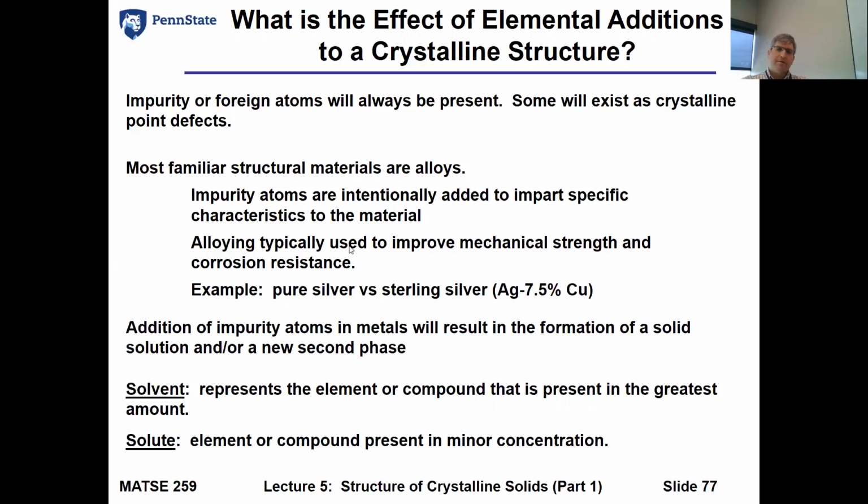Now, two terms to think about before we move on too much further. The solvent, it's the element that is in the greatest amount. So solvent, largest amount. Solute is the one in a minor concentration. And so when we start talking about a lot of metallic systems, what we're going to see in these systems is they're what we call dilute solutions. And so with that, that means the solute is in a fairly minor concentration. If we think about even in sterling silver, 7.5% copper is a lot less than the remaining 92.5% silver that's in the alloy. So solvent, greatest amount, solute, minor concentration.